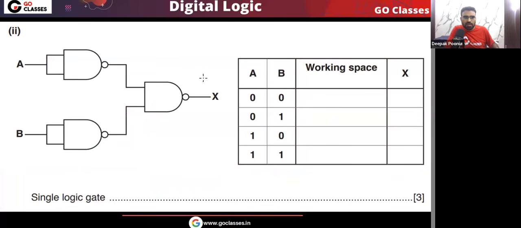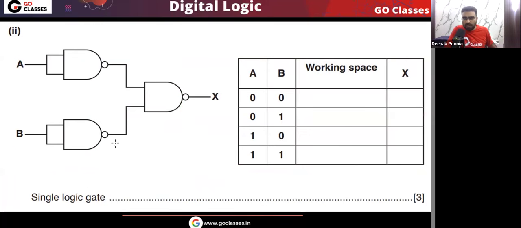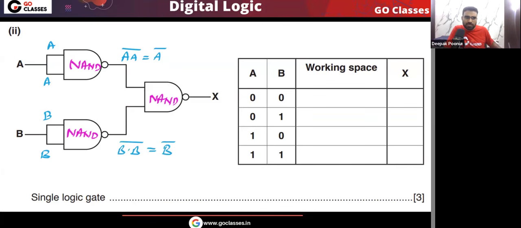Let's solve this question. This circuit, we need to create the truth table. Also, we need to find a single logic gate which will implement this expression X. So here again we have a NAND gate here. Here also we have a NAND gate, and here also we have a NAND gate. For this NAND gate, both the inputs are A, so it will be A and A bar, and that will be simply A bar. For this NAND gate, both the inputs are B. So the output will be, first you do AND, then you do negation. So that basically means B bar.